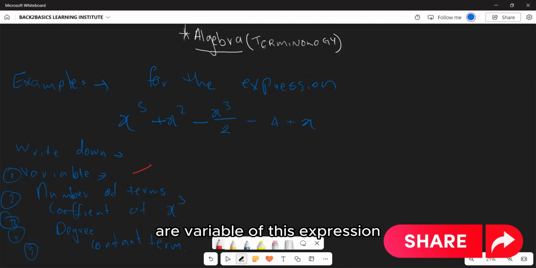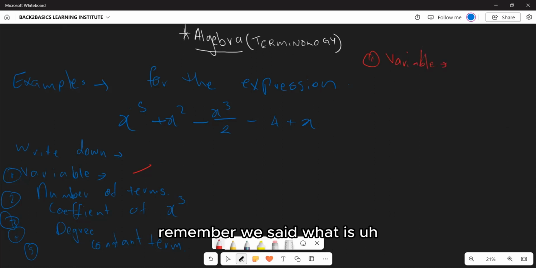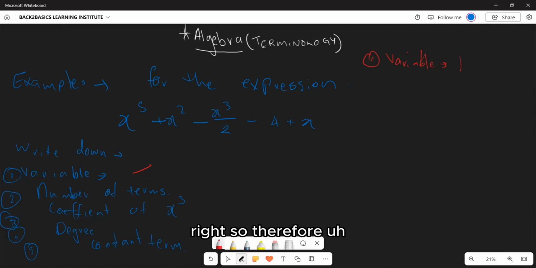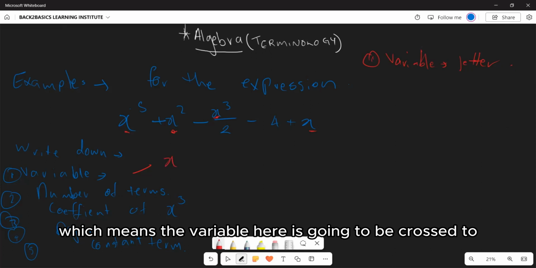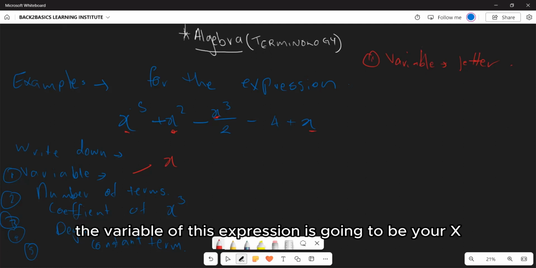variable of this expression. Now, I think as we might have learned, if they ask you of the variable, remember we said, how do we define a variable? It is the lower alphabet letter that represents an unknown, right? So therefore, do you have any letter here? Yes, you have a letter, and this letter is what? It is x, it is x, it is x, and it is x. Okay. So which means the variable of this expression is going to be your x.